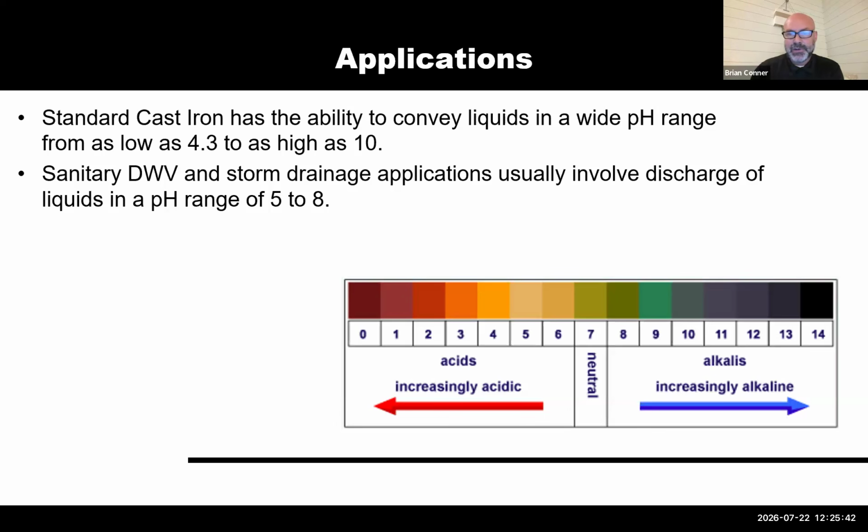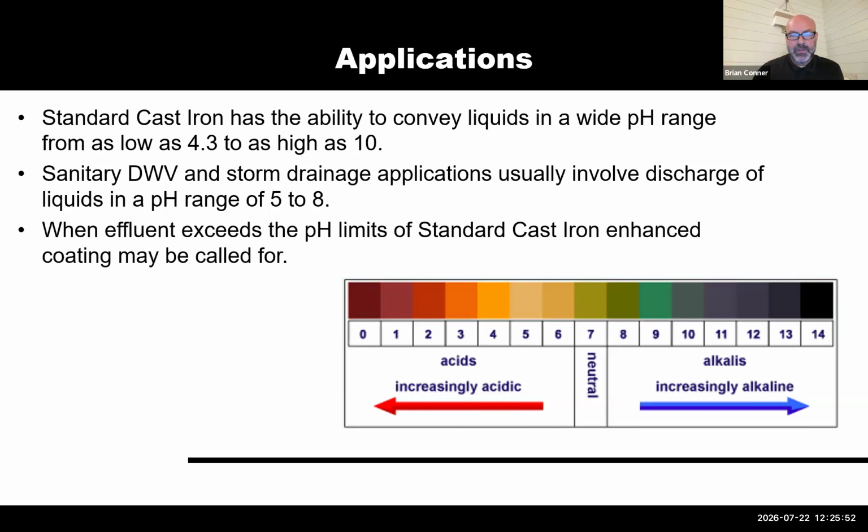So, with the proliferation of low flow fixtures, it's actually raised the pH range of the fluids inside of your system, because what you see is there's less water inside to float the proverbial boat. And any solids that are left behind are, of course, going to break down, and when they do, they off gas, which raises the pH range in there. Now, when your effluent exceeds the pH limits of standard cast iron, you may want to look at the enhanced coated options that are currently available.